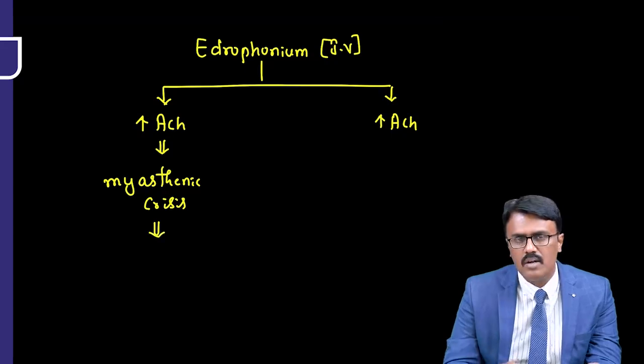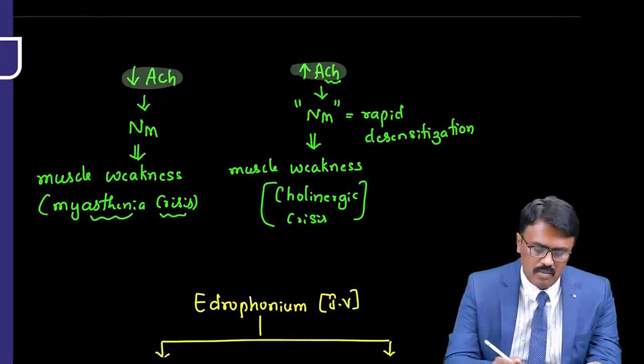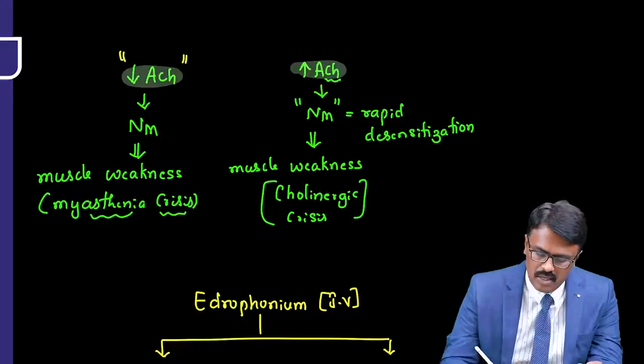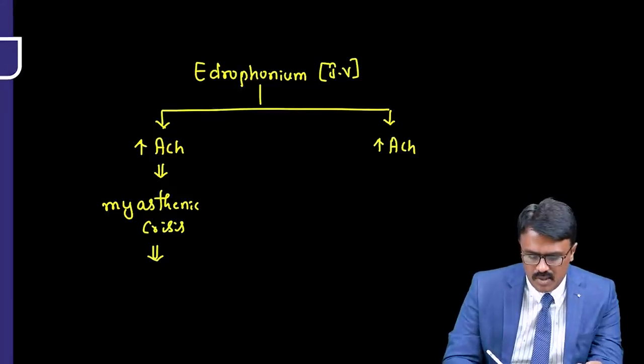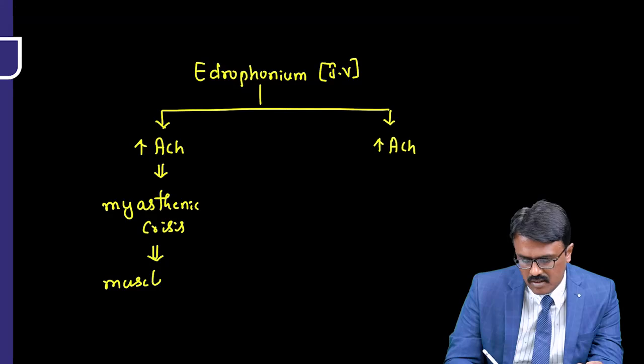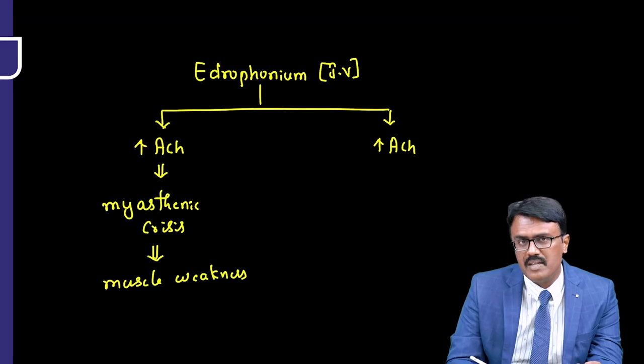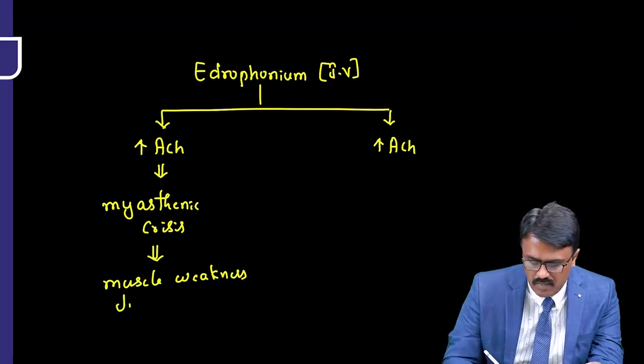When you increase the acetylcholine, now you check here. What is the problem here? Decrease in acetylcholine. Now when I give edrophonium, the acetylcholine increases. What happens in myasthenia gravis is the muscle improves. So the muscle weakness improves.